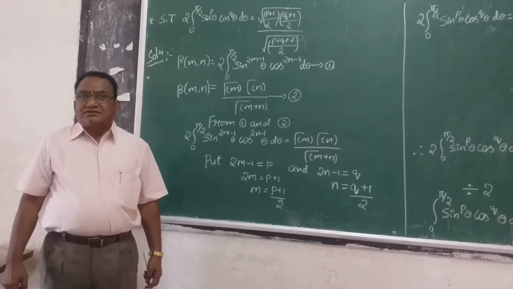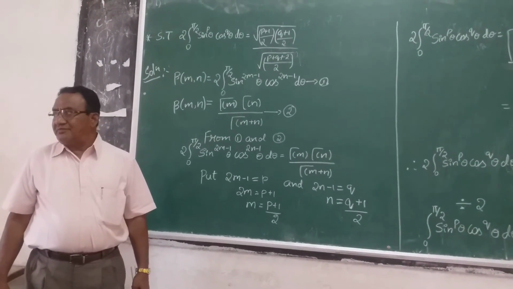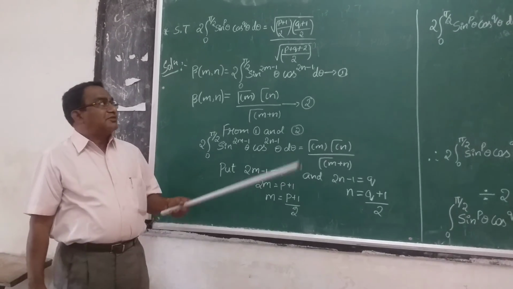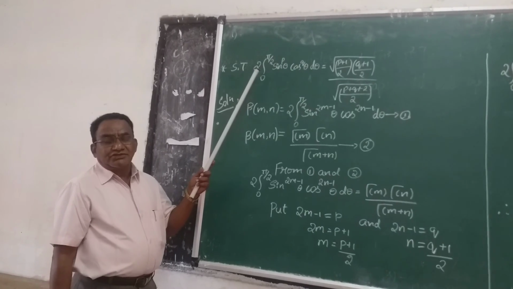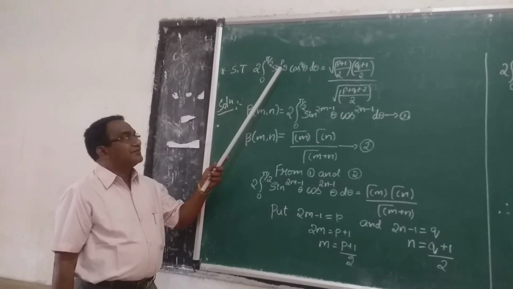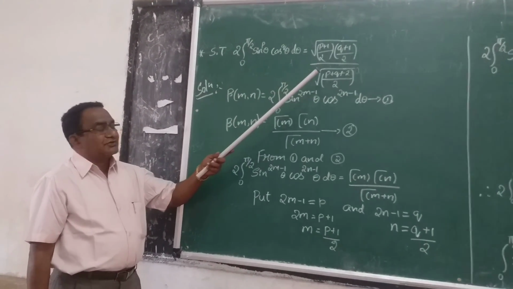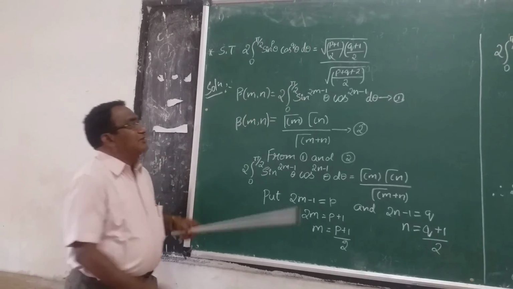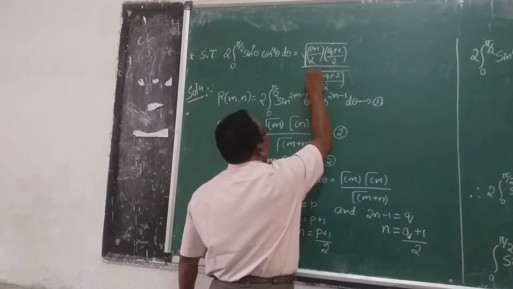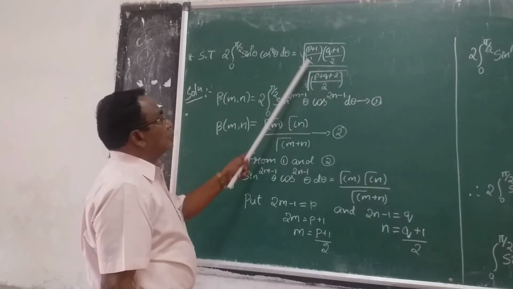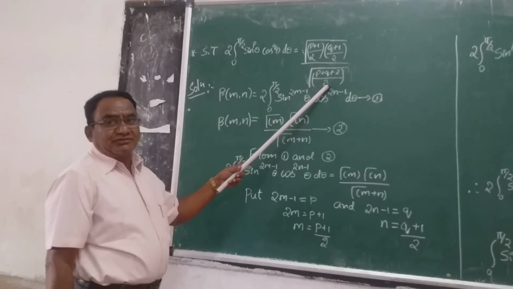Let us solve some of the problems using the relations between beta and gamma functions. Among them, the first example is this. Show that 2 times integral from 0 to pi by 2 of sin to the power p theta into cos to the power q theta d theta is equal to gamma of (p plus 1) by 2 into gamma of (q plus 1) by 2 whole divided by gamma of (p plus q plus 2) by 2.